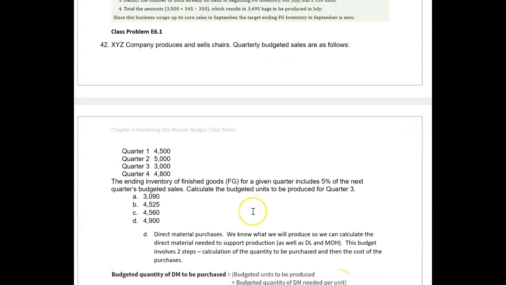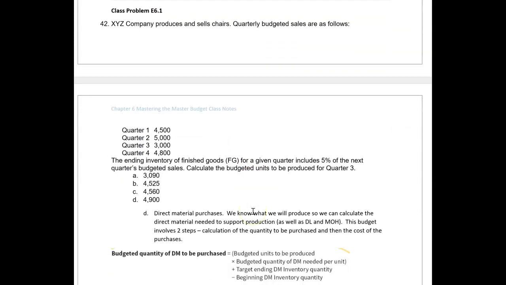Okay, so here's an example. This is a class problem. Yeah, 6.1. What do we have? Hold on one second.